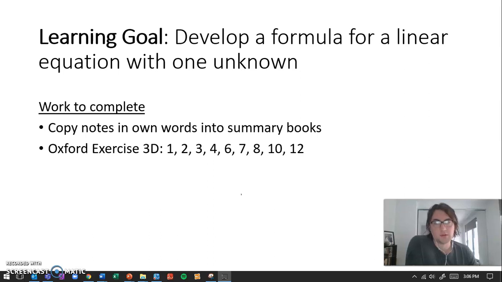In this video you'll need to develop a formula for a linear equation with one unknown. And after you've watched the video you'll need to copy down some notes in your own words into a summary book and complete exercise 3D from Oxford. Those questions there, a fair few questions.